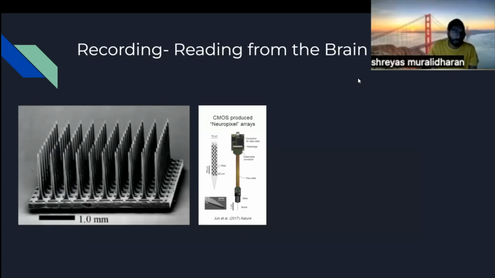So how do we record from the brain? The basic idea is that we stick metal electrodes into the brain. As you can see, the scale here is pretty small. This is something called the Utah array, and each of these little needle-looking things is an electrode, and you can measure the activity from the brain using these. There are also some newly created ones.